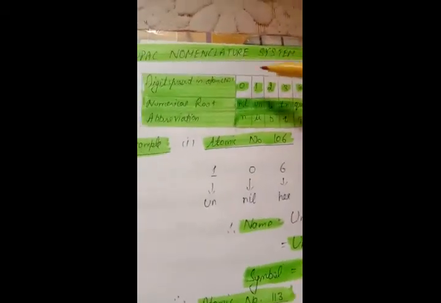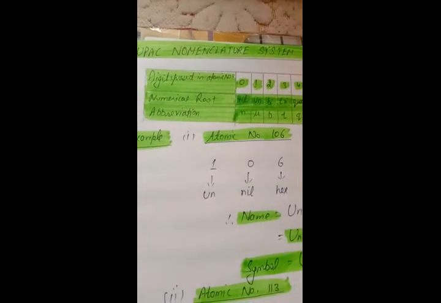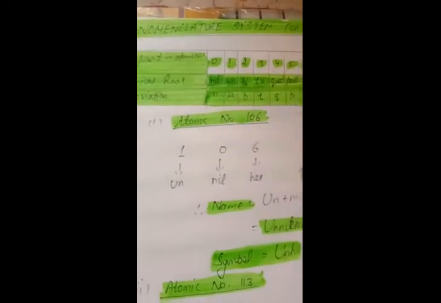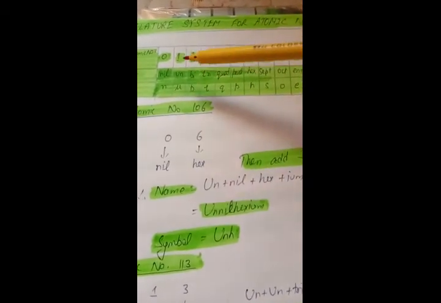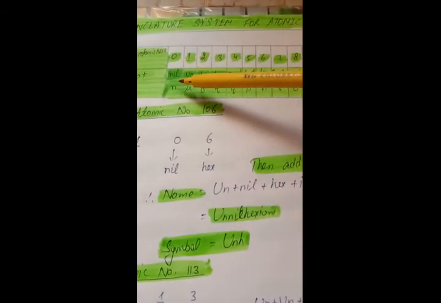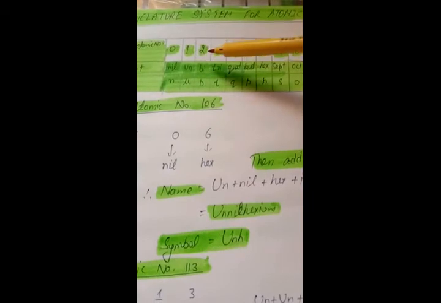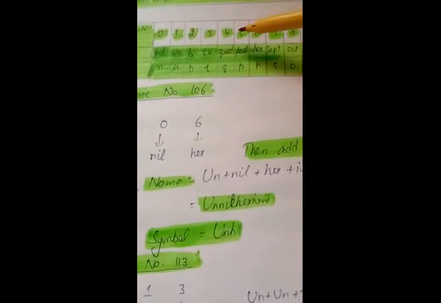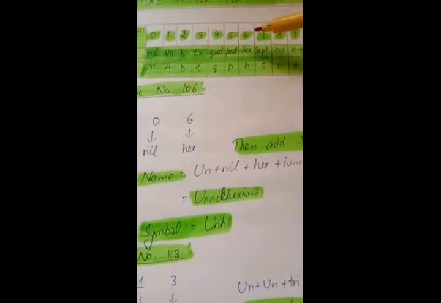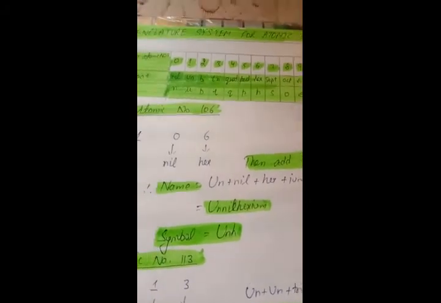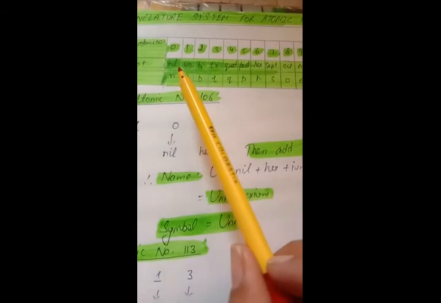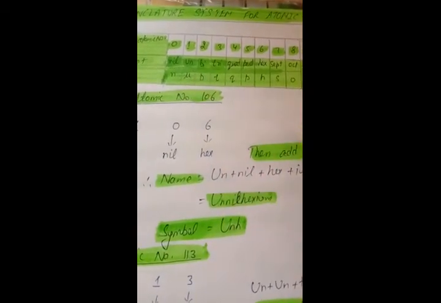I have written in tabular form the digit present in the atomic number, then their numerical root, then their abbreviation. It's from 0 to 9, and I have written their numerical roots also. For 0, nil. For 1, un. For 2, bi. 3, tri. 4, quad. 5, pent. 6, hex. 7, sept. 8, oct. 9, en. With their symbols I have also written. The first letter is their symbol.